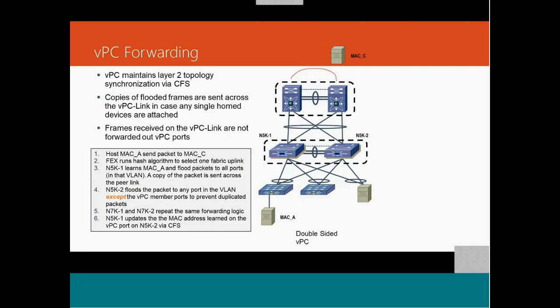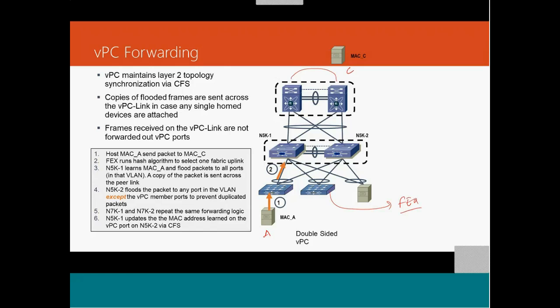Okay, so let's see how the communication happens from host having MAC A to host having MAC C. Host A sends a packet to MAC C, to host C, right? This is the Nexus 2K, which is acting as the fabric extender. Over the port channel, it will send the packet to its primary N5K, which is the vPC peer. The FEX runs its hash algorithm, selects one of the fabric uplinks and sends it to the uplink Nexus device. Maybe it's 5K or 7K.